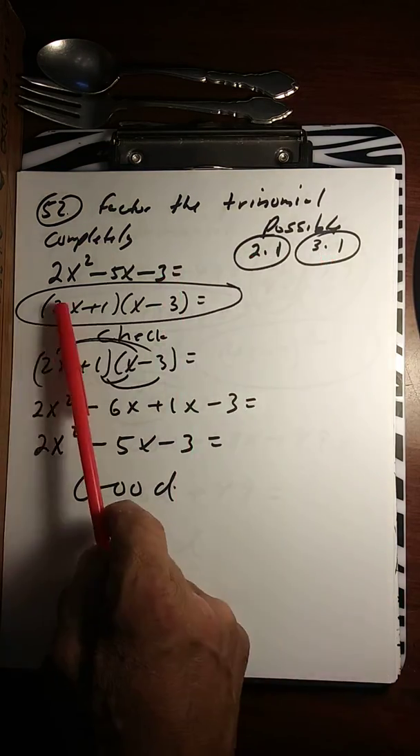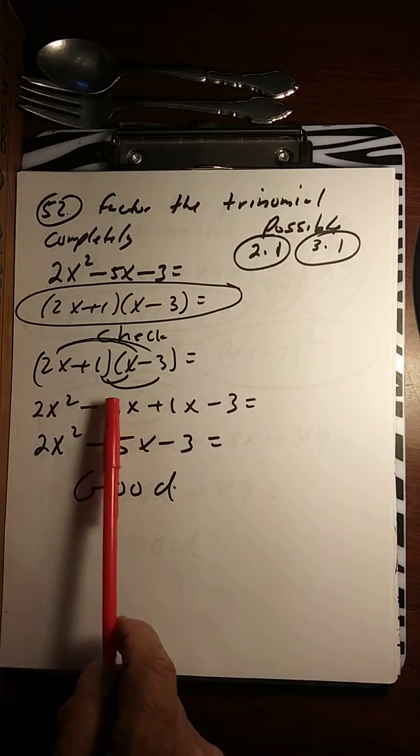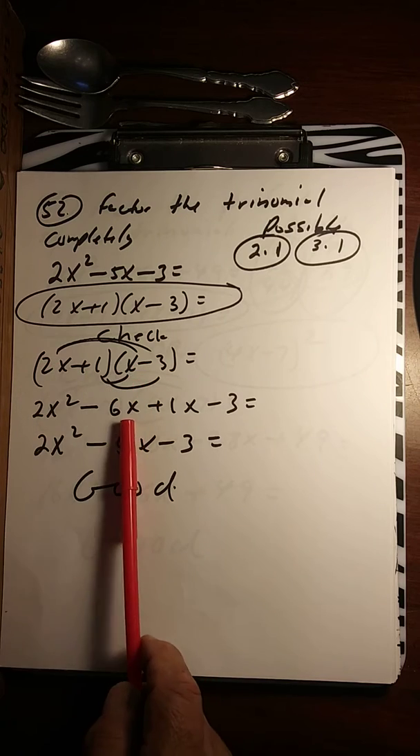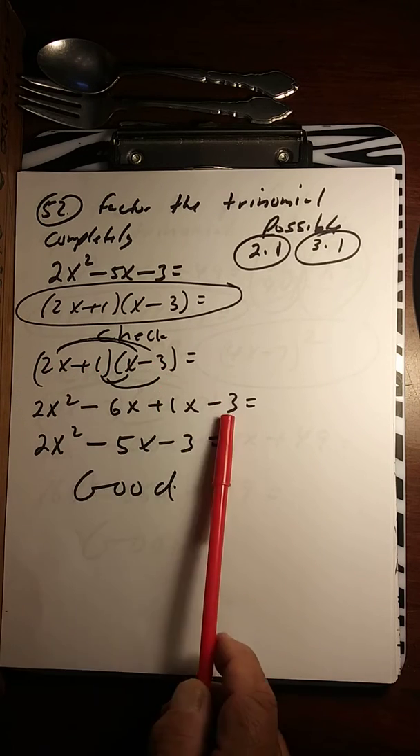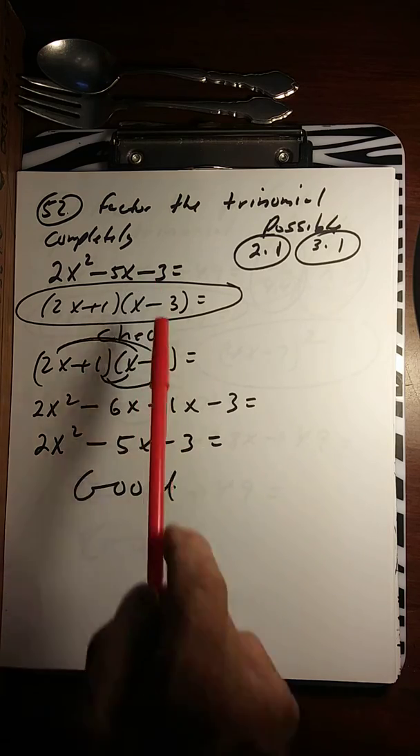2, 1, 3, 1. Our guess. 2x plus 1, x minus 3. Does that work? Let's check it. That turns out as 2x squared. That turns out as minus 6x. That turns out as 1x. That turns out as minus 3. 2x squared minus 5x minus 3. Does that match? Yes.